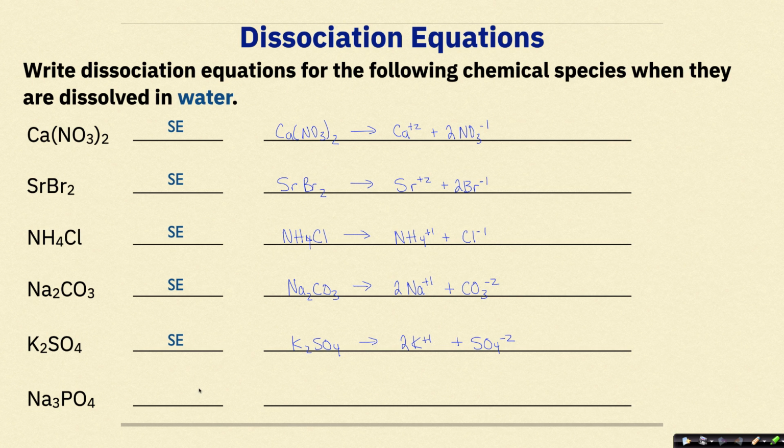And then for the last one, Na3PO4, one more time, strong electrolyte. So we have Na3PO4. Now this is a 3 to 1 ratio between positive and negative ions. So for every 3 moles of Na+1, we will have 1 mole of PO4-3.